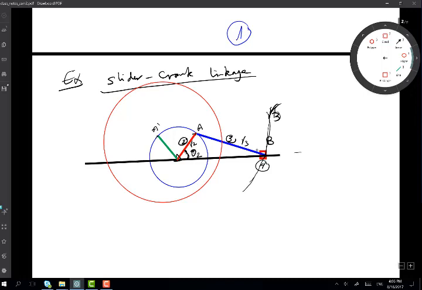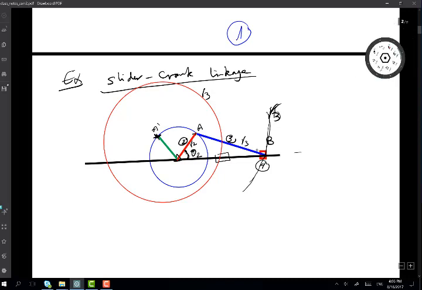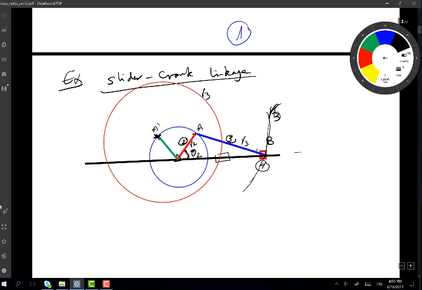So this is the center of the circle, and the radius here is R3. This circle will intersect the ground again at another point. This will be another point for the slider. So I'll try to draw a line here.